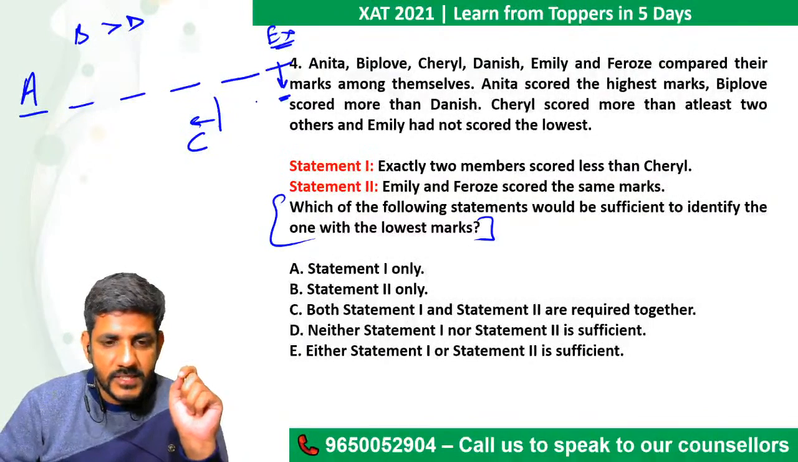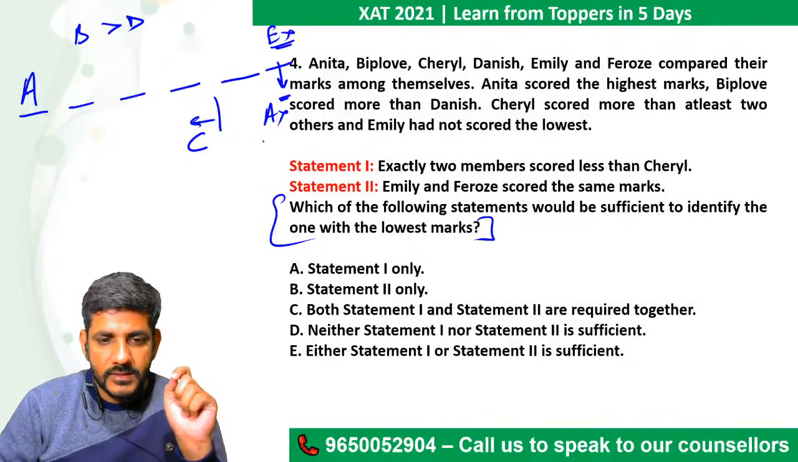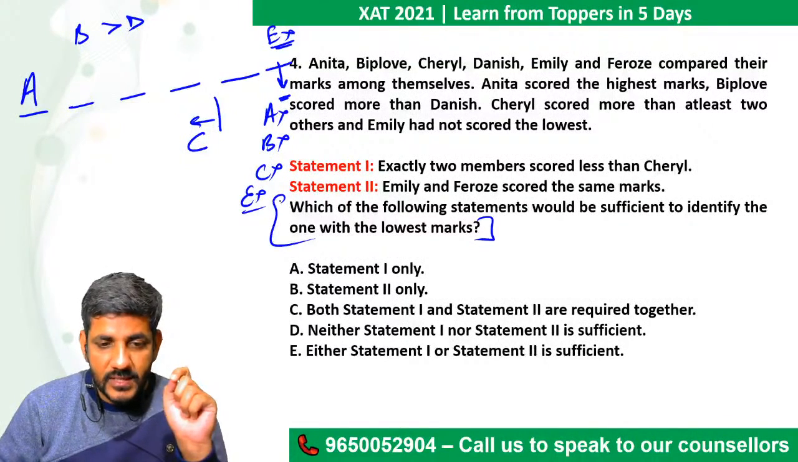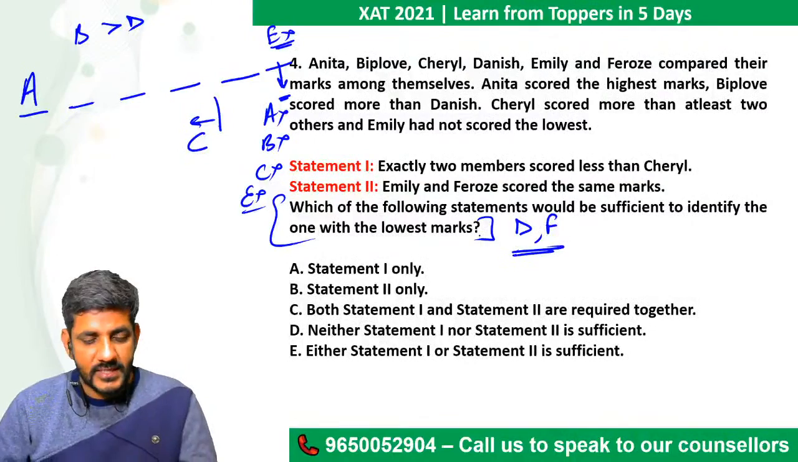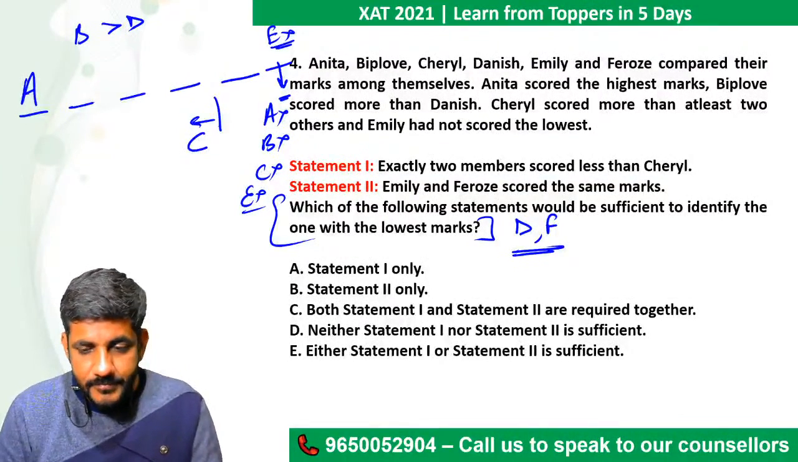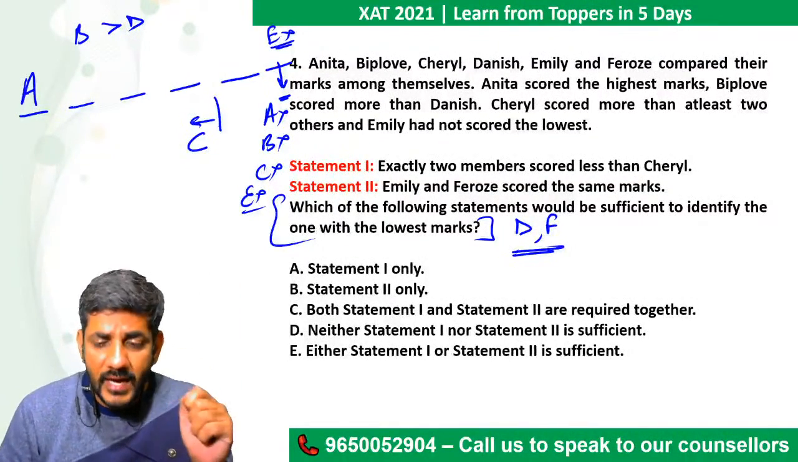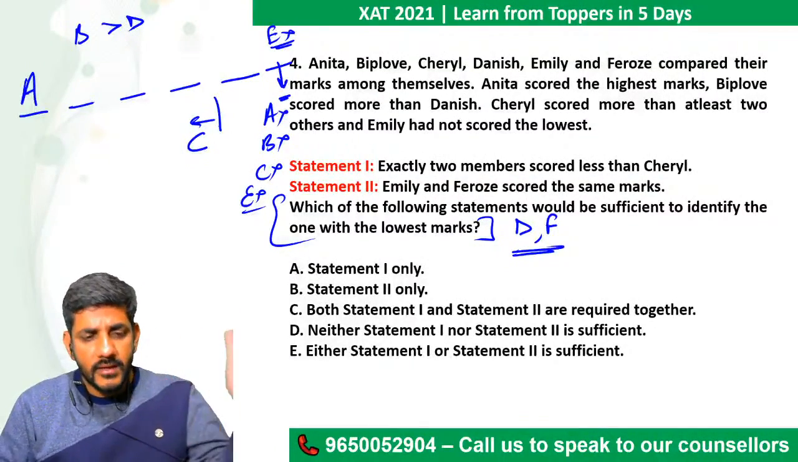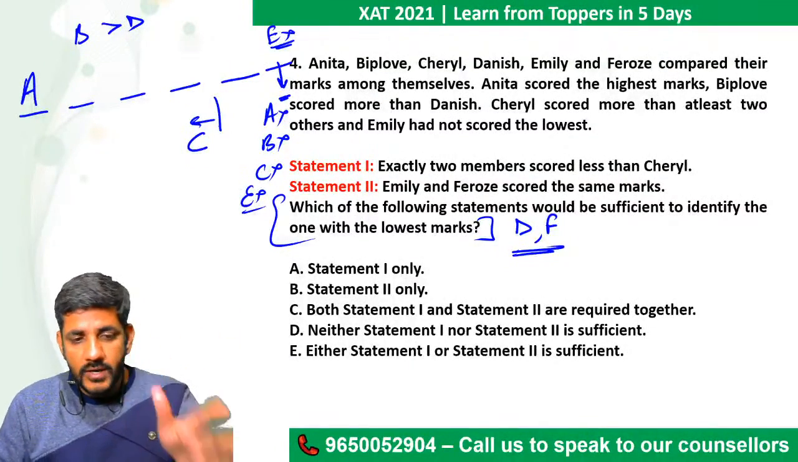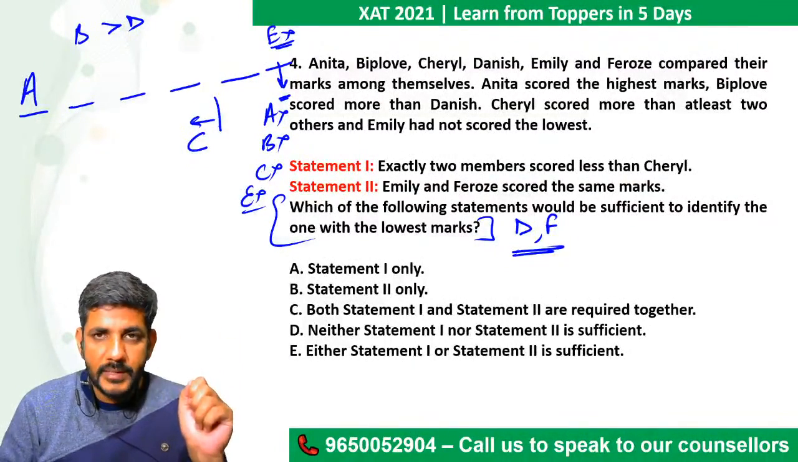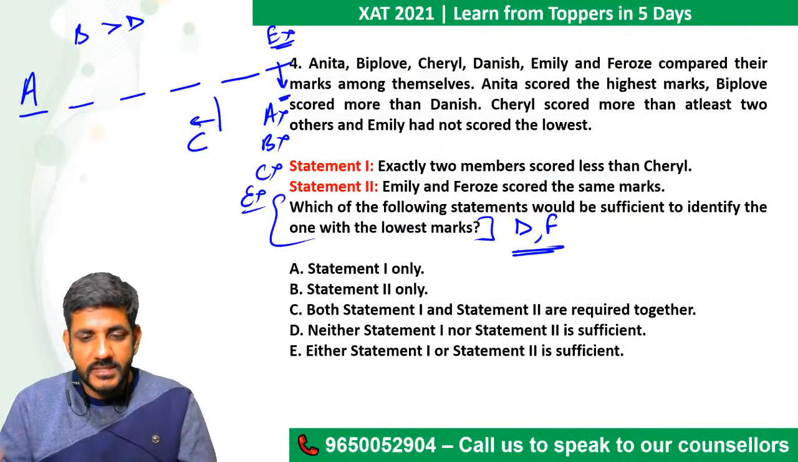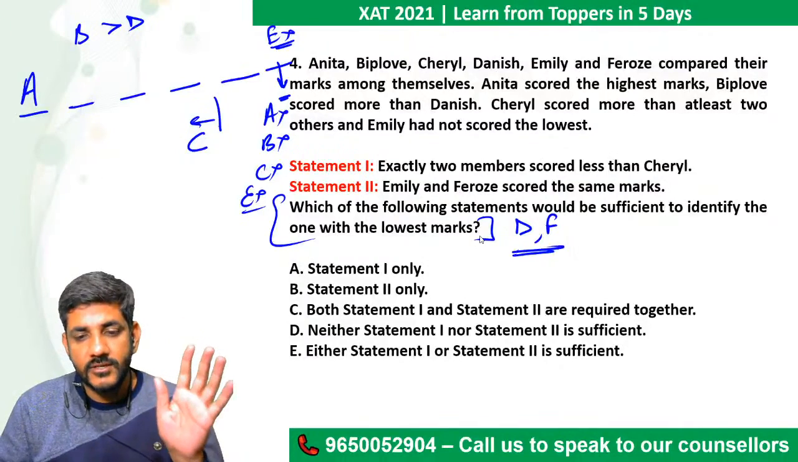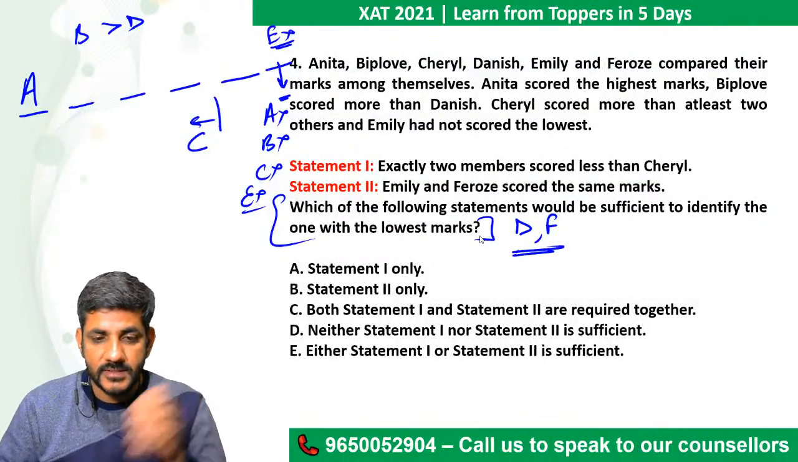First of all, I know this person cannot be A, cannot be B, cannot be C, and cannot be E. So this person would be either D or F. Is that correct? A is already highest, B is already above someone, C is already above at least two people, and E is already not the lowest. So obviously it can be D or F. So the question is asking who can be this person.